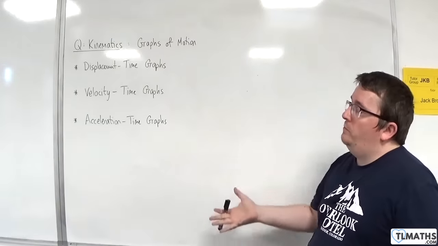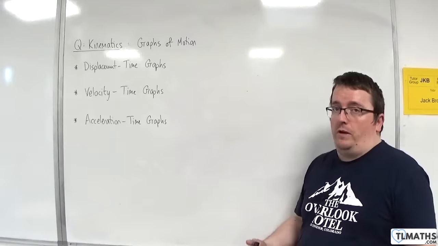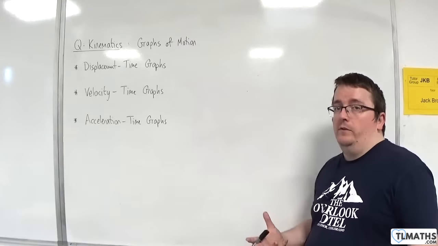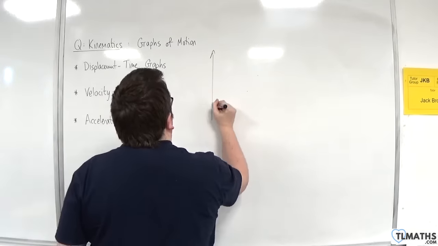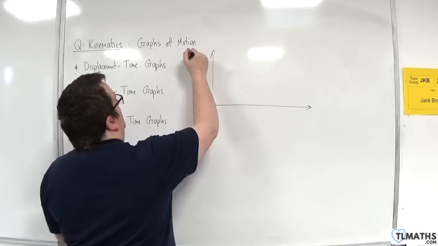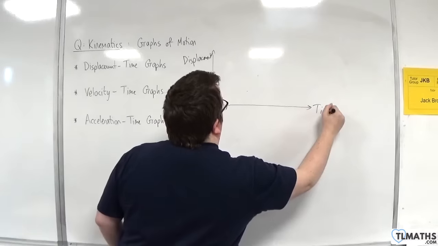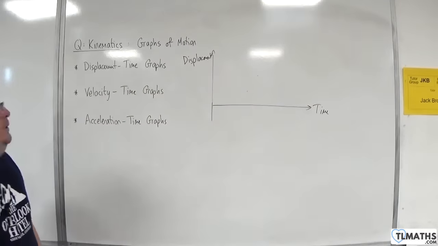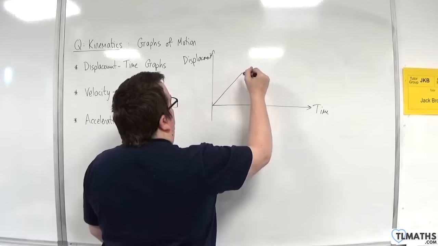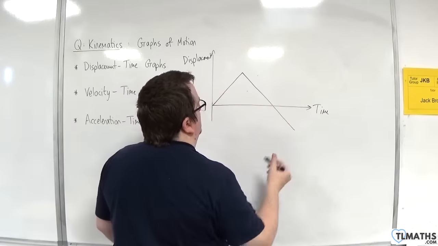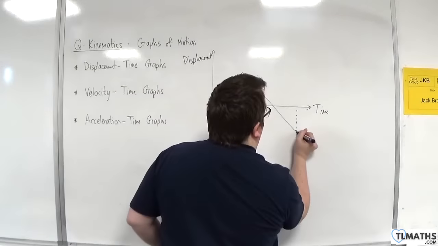You need to be able to interpret the graphs of motion, displacement time graphs, velocity time graphs, and acceleration time graphs, and be able to shift between the three. So if you've got a displacement time graph, let's draw something like that. This represents displacement, and here's time. Let's say it goes something like this. Now, let's try and interpret what that graph is doing.